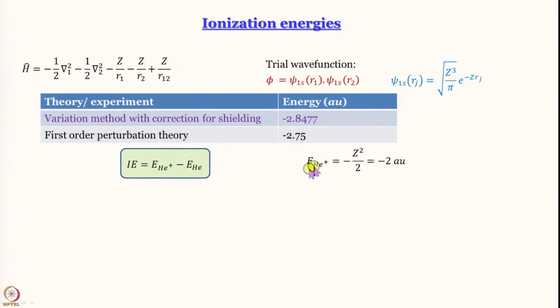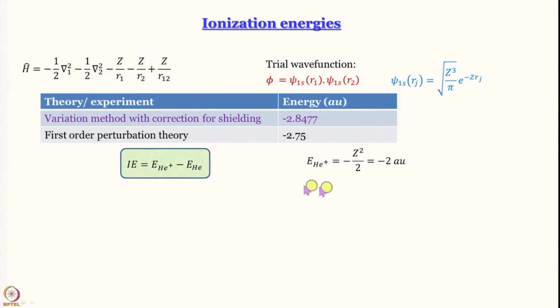Now, energy of helium plus is very easy to calculate, because helium plus is a 1 electron system. A 1 electron system will have an energy of minus Z square by 2, where Z is equal to 2. There is no question of effective nuclear charge anymore, no question of shielding, there is only 1 electron. So, it feels the entire nuclear charge. So, minus 2 square by 2 gives you minus 2 atomic unit. So, energy of helium plus is minus 2 atomic unit.